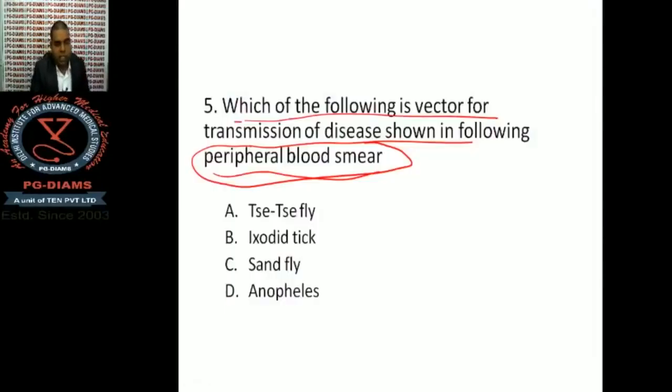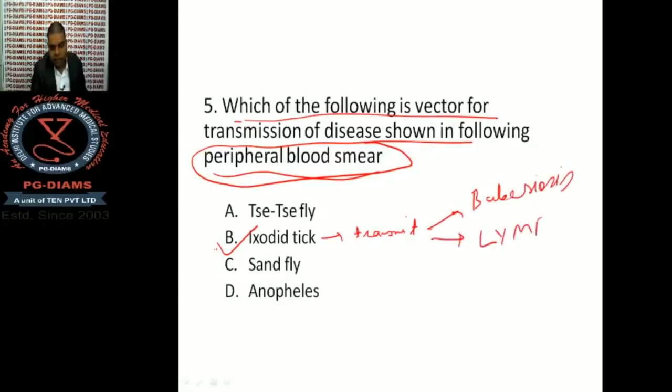So which of the following is the vector for transmission of the disease shown in the following peripheral smear? Answer is ixodid tick. Ixodid tick transmits two diseases. One is babesiosis and the other is Lyme disease. Okay. In babesiosis, we already discussed, it will have symptoms similar to malaria and it will lead to hemolytic anemia.